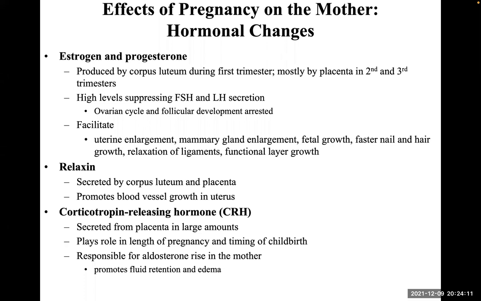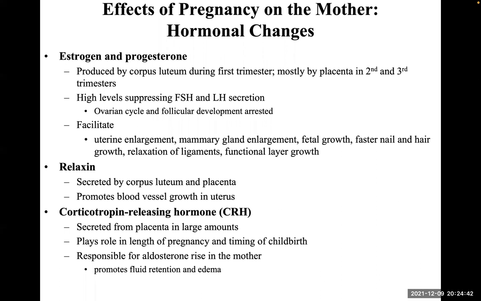CRH, which is corticotropin releasing hormone. So when you see this hormone, your brain should automatically go to the hypothalamus because that's where the releasing hormones come from. But the placenta is also capable of secreting CRH. And what CRH does in the context of being pregnant is it plays a role in things like timing of childbirth. It also causes, in general, whether it comes from the placenta or the hypothalamus, aldosterone to be secreted from the adrenal glands.